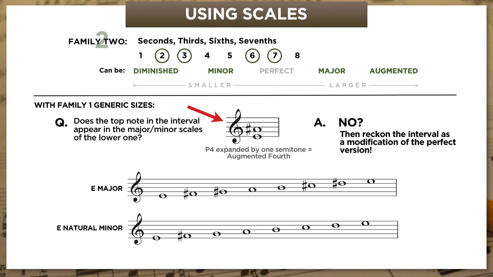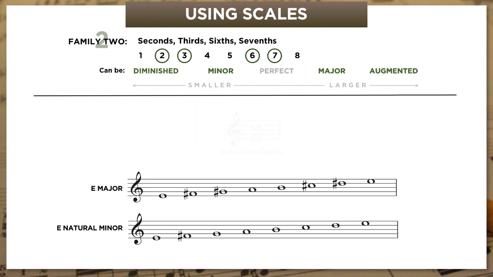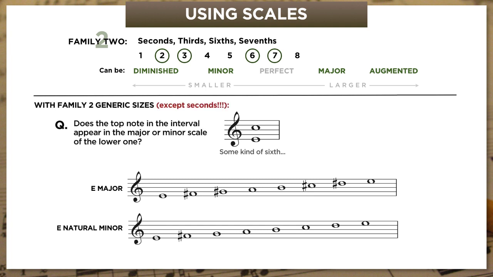So let's look at family 2 generic sizes. Now here I've given you some sort of sixth. Distance in the lines and spaces tells us this is a sixth. What kind of sixth is it? We ask, does the top note in the interval appear in the major or minor scale of the lower one? Now here it's major or minor. It matters which one it is. And I also want to point out it's on screen in red.